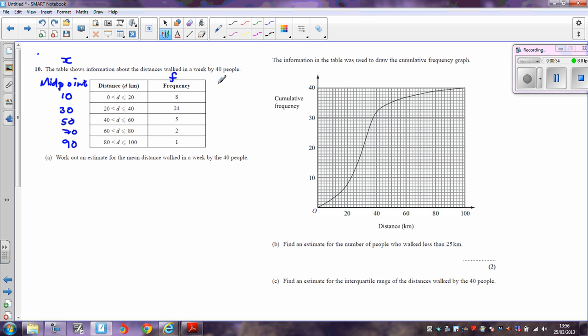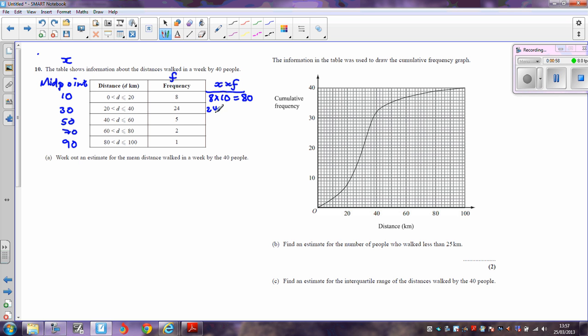And in order to work out an estimate for the mean, I need to do X times F. And what I'm doing there is working out the total approximate distance walked in the week by 40 people. So I've got 8 people who are walking an average of 10 kilometers. So the distance that they have walked is 8 times 10, which is 80. Don't forget this is only an estimate.